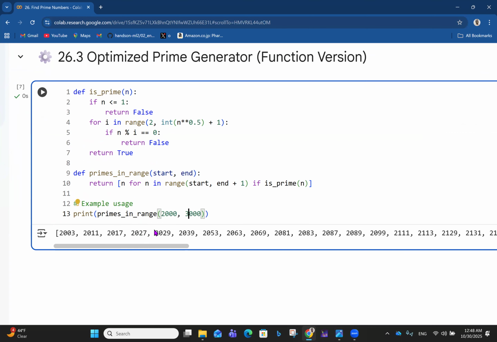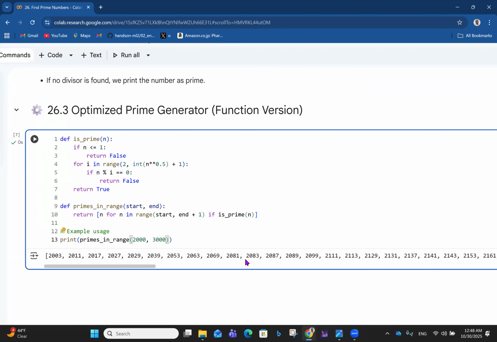The next one will be 2027, followed by 2029. And after that, it takes another 10 years. Let me even look at the years. 2003, 8 years after we had 2011, 6 years after we had 2017, 10 years after we had 2027, then 2 years after we had 2029, 10 years after that we will have 2039. Then this is like 14 years after we have 2053, and so on and so forth. So that's how this goes.